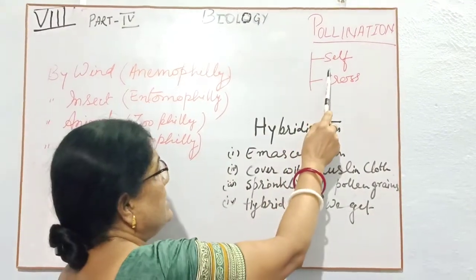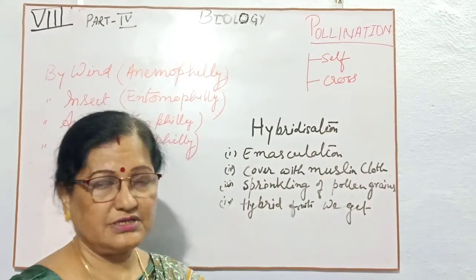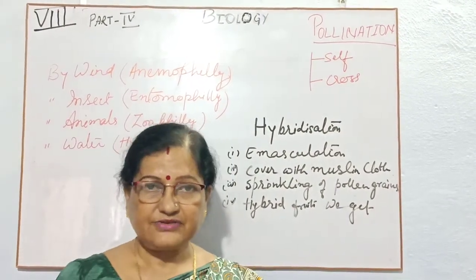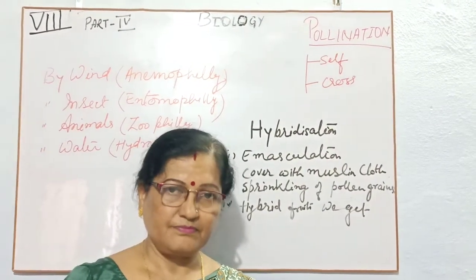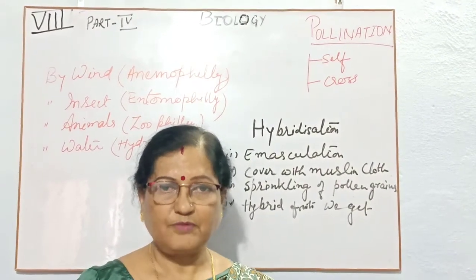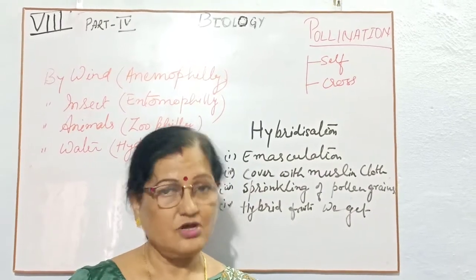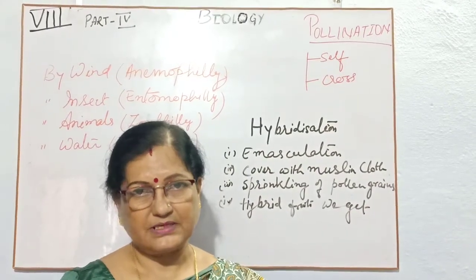Children, you should understand self-pollination. It means that the characteristics remain the same as their parent plant. So this is called self-pollination, whether in the same flower or in a different flower of the same plant.